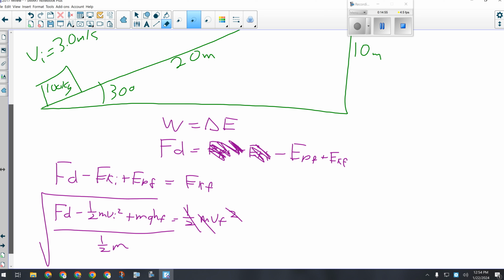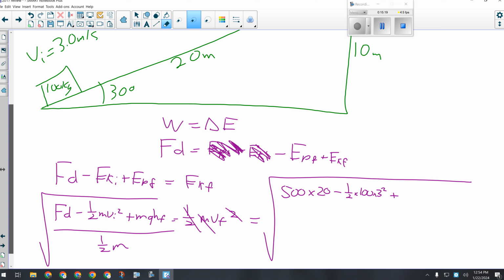Now I just need to plug in my numbers. I have all of the numbers I've listed here. I know the force is 500 newtons. I know the ramp is 20 meters long. I'm going to subtract from that the initial kinetic energy, which is 1/2 times 100 times 3 squared. And then I'm going to add on to that the final potential, which was 100 times 9.81 times 10 meters. Then I'm going to divide that all by 1/2 times 100, and I'll get the final speed, not the final kinetic energy.